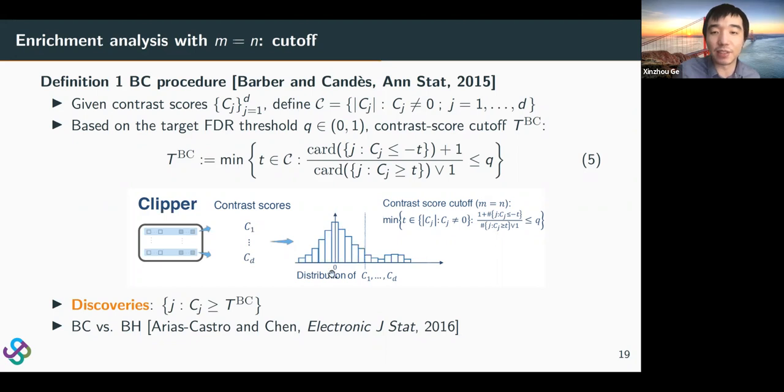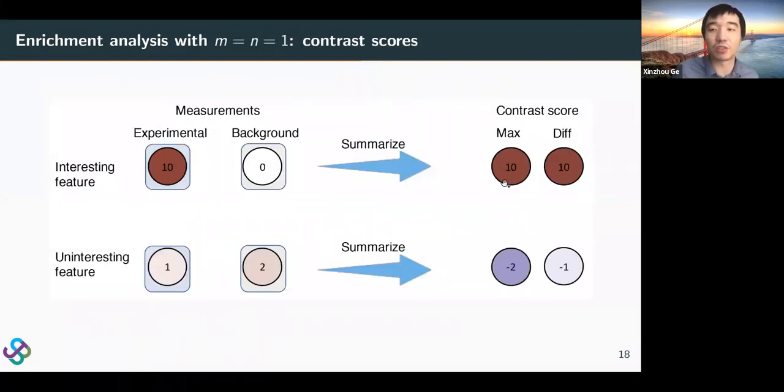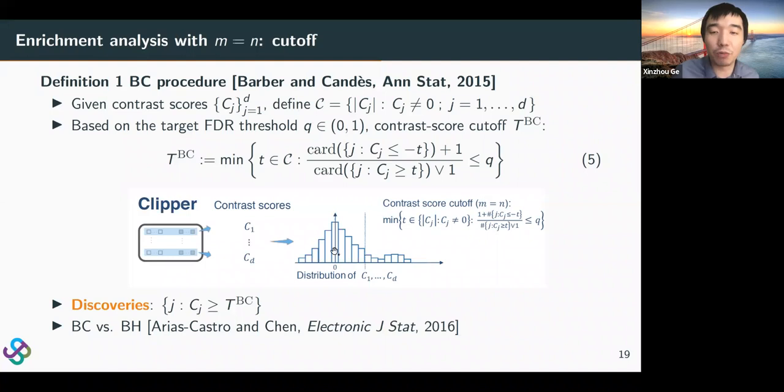And if this is the distribution of C1 to CD, we will expect that if a gene is uninteresting, then for those uninteresting genes, the distribution of the contrast score will be something symmetric around 0. And the interesting genes will have large contrast scores. So for example, this interesting gene has large contrast scores, and this uninteresting gene has small contrast scores. So we hope that all this part is about the uninteresting genes, and this large tail is for the interesting features.